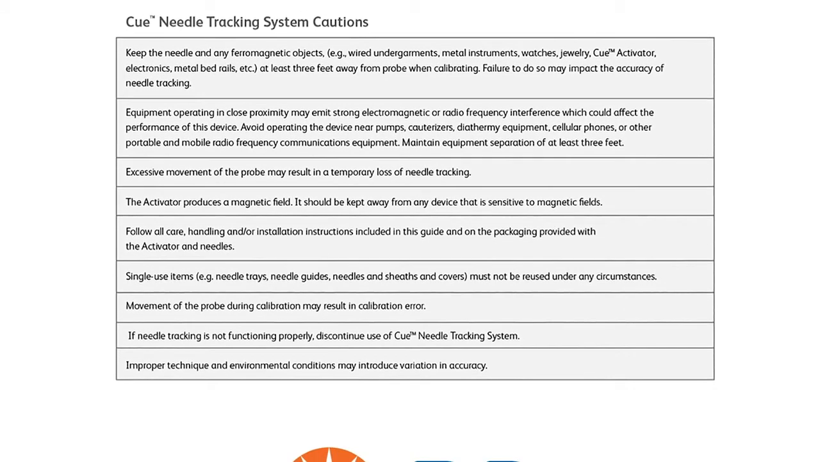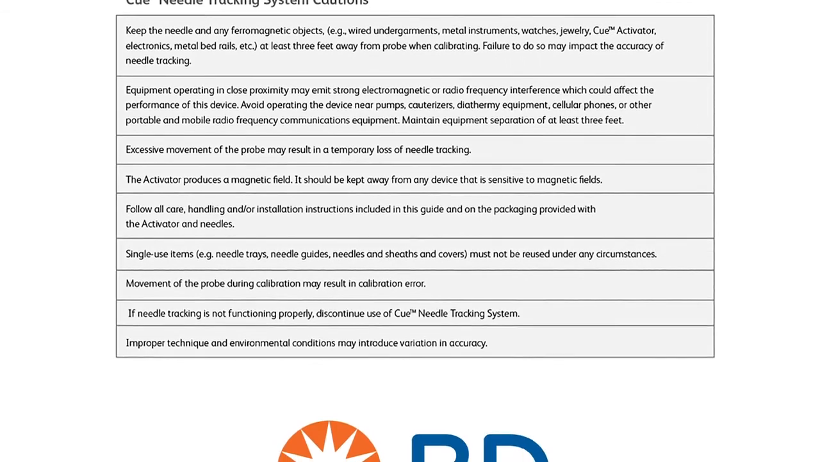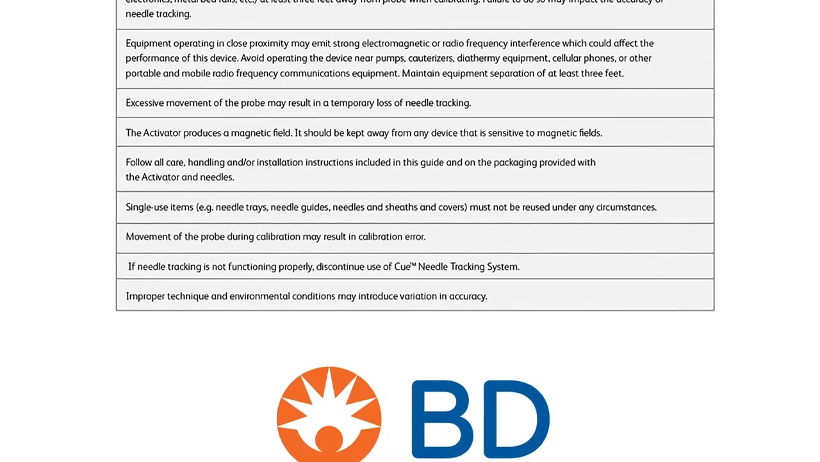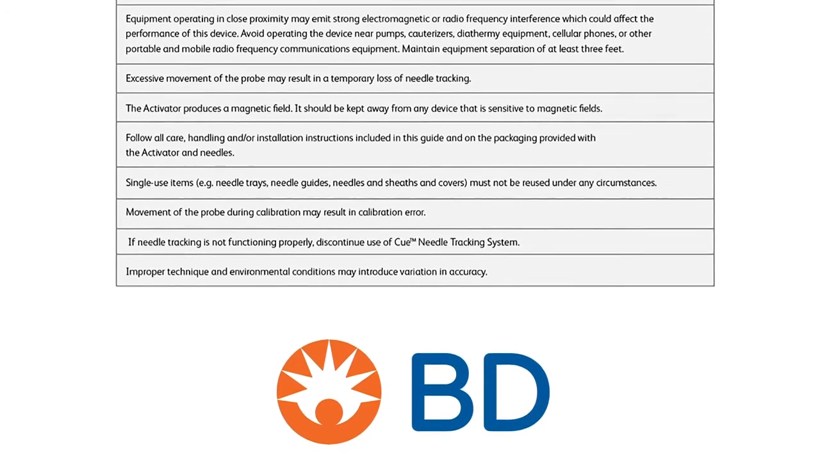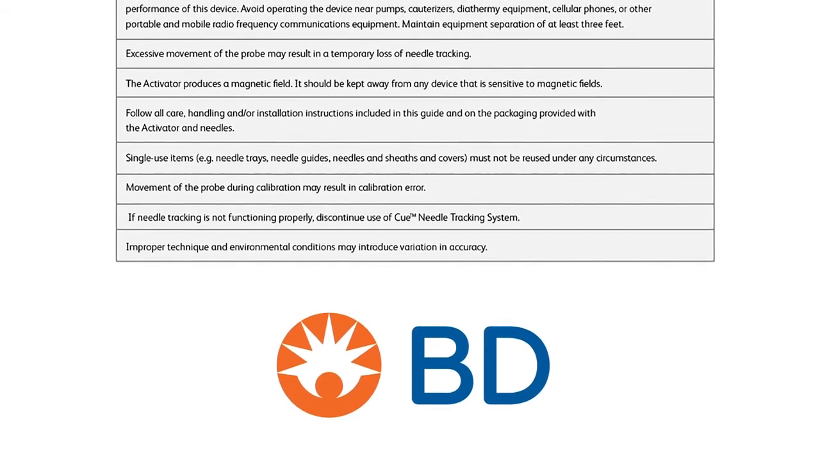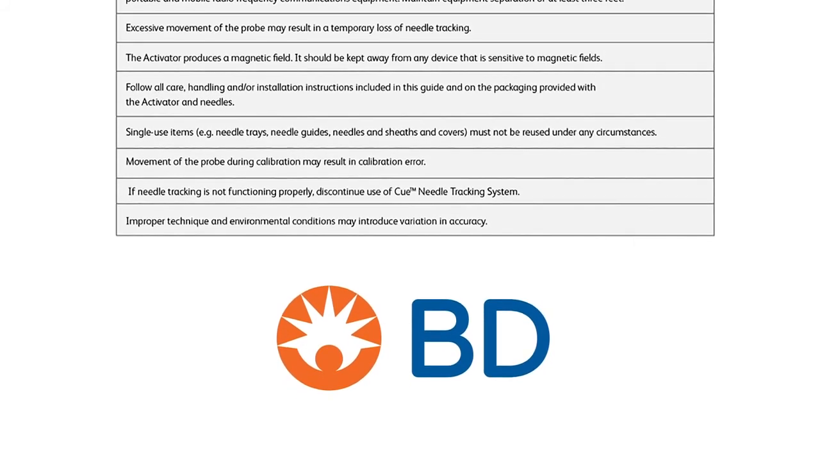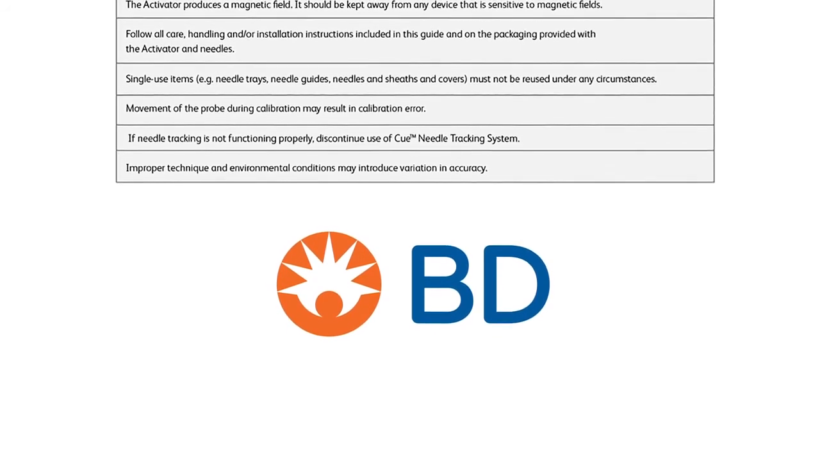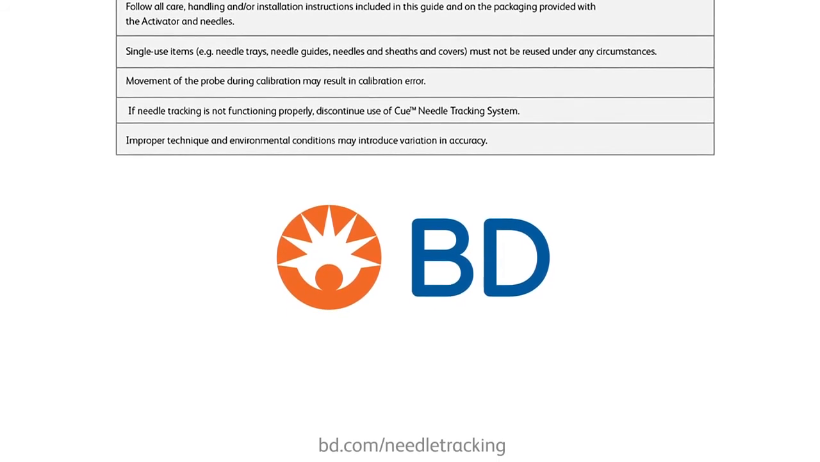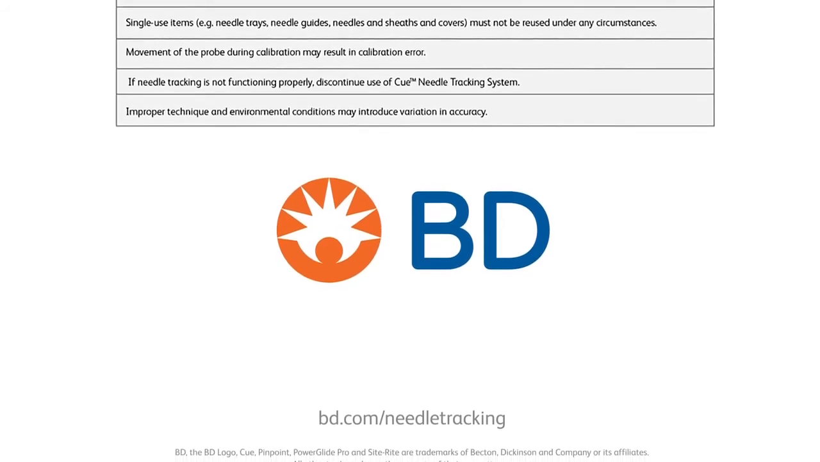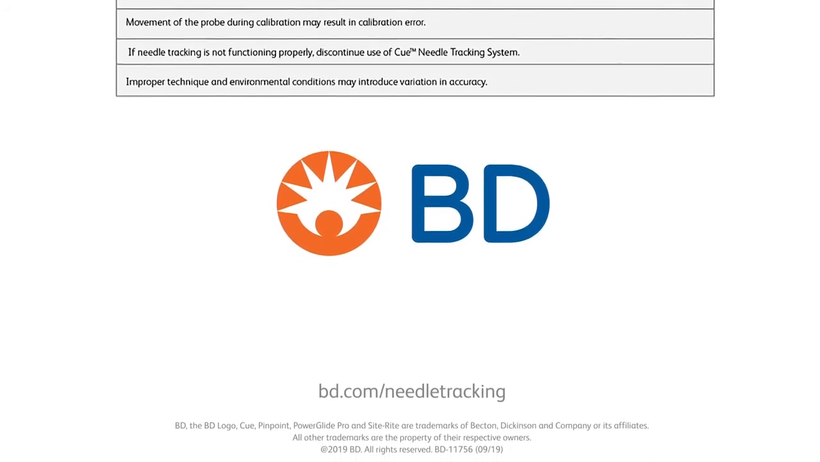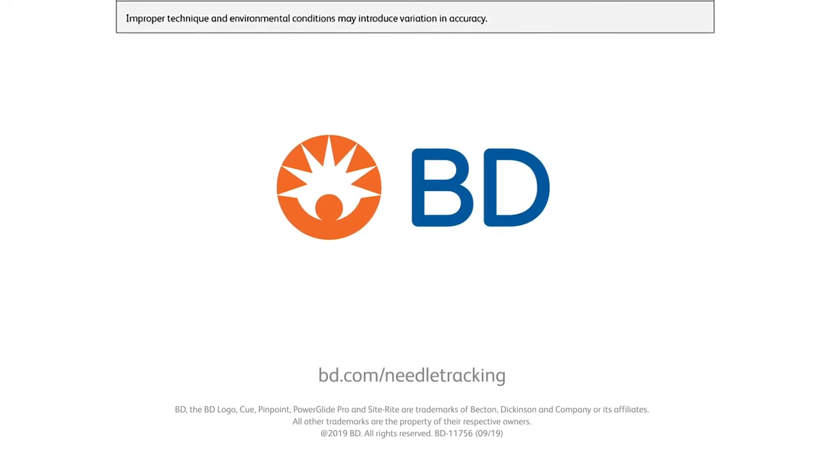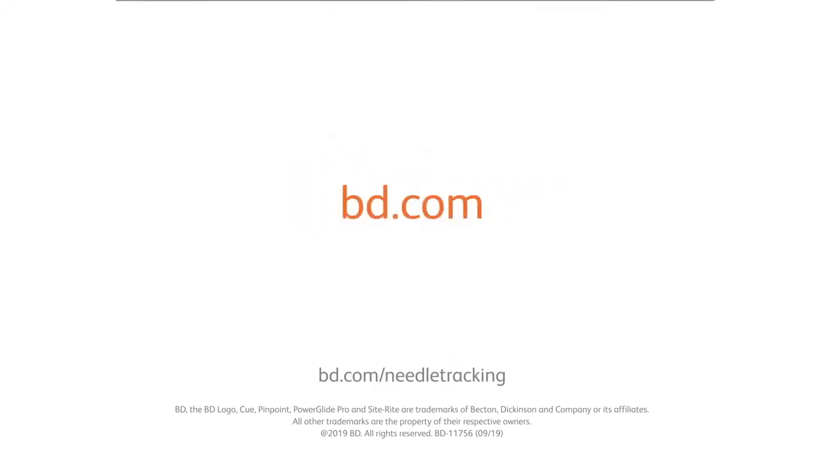Excessive movement of the probe may result in a temporary loss of needle tracking. The activator produces a magnetic field. It should be kept away from any device that is sensitive to magnetic fields. Follow all care, handling, and/or installation instructions included in this guide and on the packaging provided with the activator and needles. Single-use items, for example needle trays, needle guides, needles and sheaths and covers, must not be reused under any circumstances. Movement of the probe during calibration may result in calibration error. If needle tracking is not functioning properly, discontinue use of Q needle tracking system. Improper technique and environmental conditions may introduce variation in accuracy.